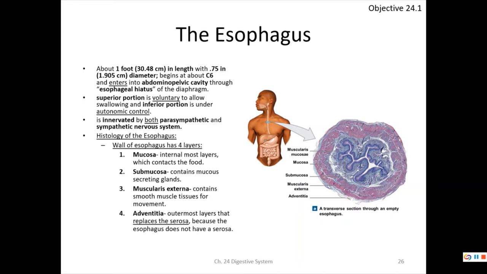Now, mucosa, submucosa, muscularis externa, just like the rest of the gut, but here, there is no serosa. It's called an adventitia. So the mucosa is the innermost layer. That is what is in contact with the food. That's the mucous membrane. The submucosa actually has mucus glands in it. The muscularis externa is the smooth muscle tissue for the movements. And the adventitia is the outermost layer. Because there's no serosa, there's an adventitia. Sometimes adventitia is also the name given to the tunica externa of a blood vessel.